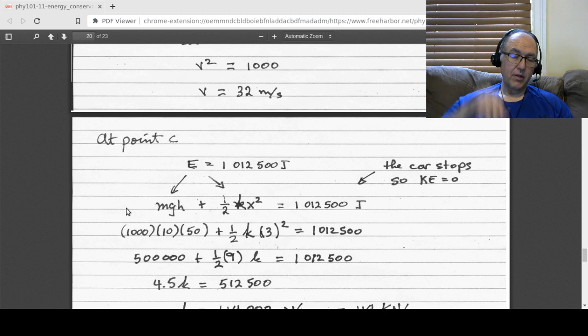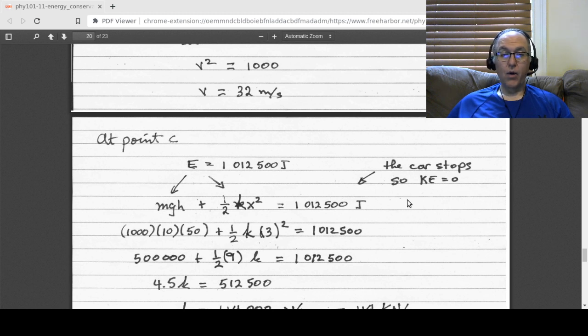It's still at the top of a hill. It's still 50 meters above ground level, and so it still has gravitational potential energy, mgh, and that's this term right here. But in addition to that, it now has a potential energy due to the spring, and here it is, 1/2 kx squared. So the potential energy due to gravity plus the potential energy due to the spring, and there's no kinetic energy, the sum of that must equal that 1 megajoule.